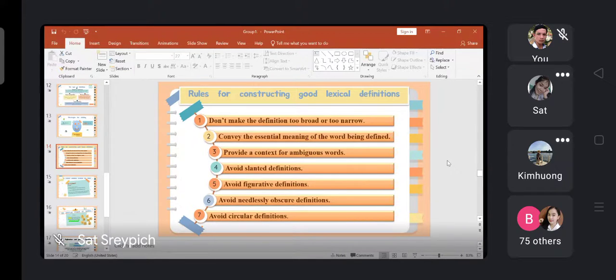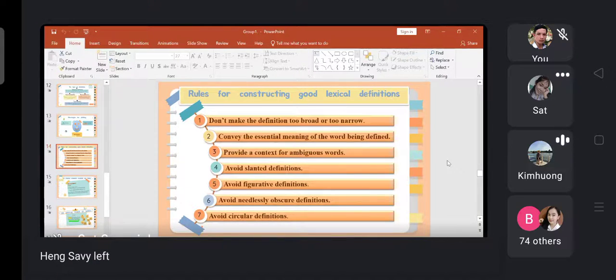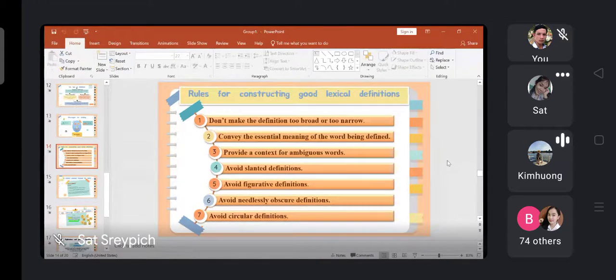Point number two: convey the essential meaning of the word being defined. A good definition should do more than just pick out some uniquely identifying property of the thing being defined. Defining horse as the animal ridden by Napoleon during the Battle of Waterloo is clearly a poor definition, even though the defining expression does apply uniquely to horse.